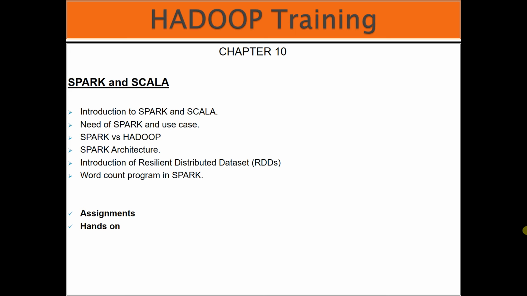We'll start with the introduction of Spark and Scala, understanding the Spark framework, and what the need for Spark was, and use cases. We will see the difference between the Spark framework and the Hadoop framework, and discuss Spark architecture in detail. We'll talk about RDDs, Resilient Distributed Datasets, which are the basic model for coding in Spark: how to create an RDD, how to transform an RDD, how to generate an RDD, and how to get the result in the form of an RDD. We'll see all those things and work on programming in Spark.